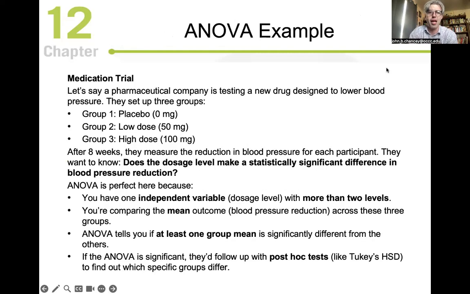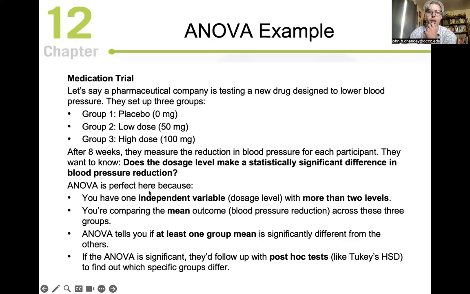So here's just an example of what that might look like. Let's say for a medication trial, we have a pharmaceutical company that's testing out a new drug to lower blood pressure. So we have three different groups. We have one group who does not receive the treatment, receives a sort of placebo just to see what the baseline is for comparison. We have a low dose treatment and a high dose at different milligrams, and we can measure their blood pressure over the course of 8 weeks. Does the dosage level make a statistically significant difference in blood pressure reduction?